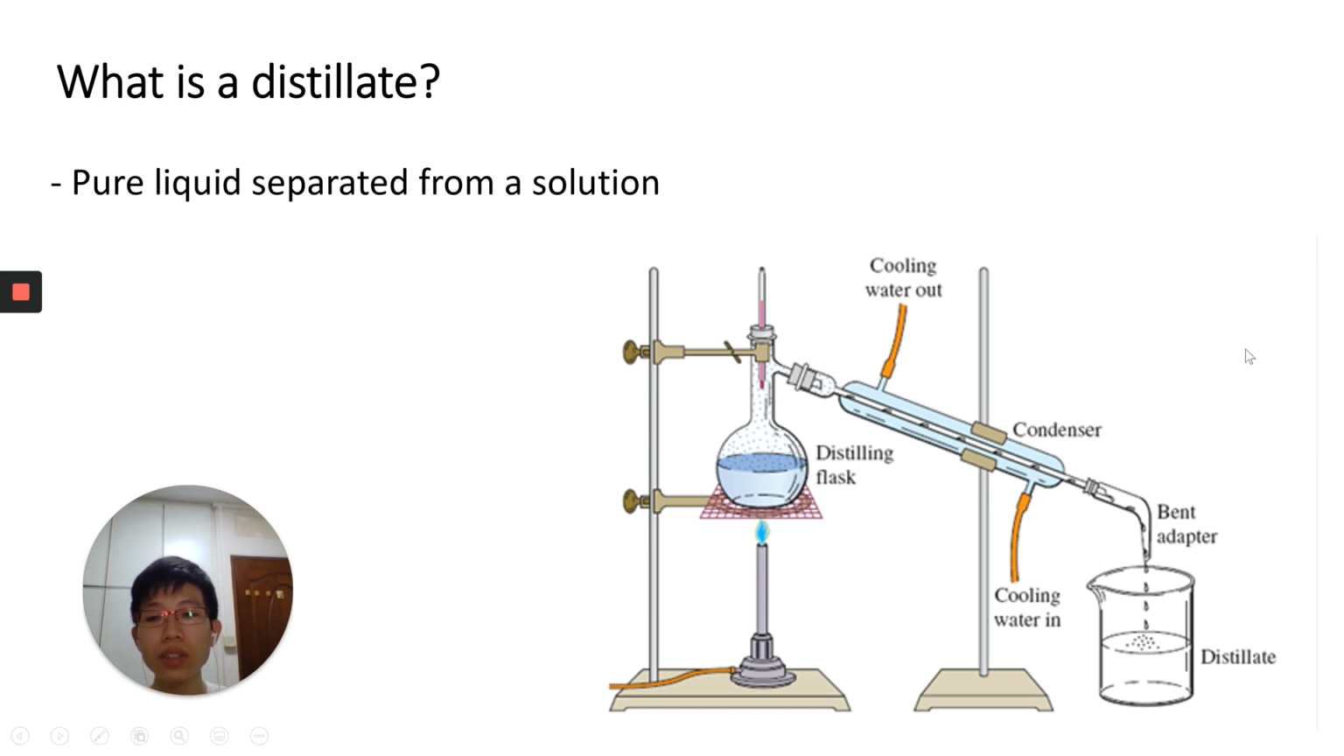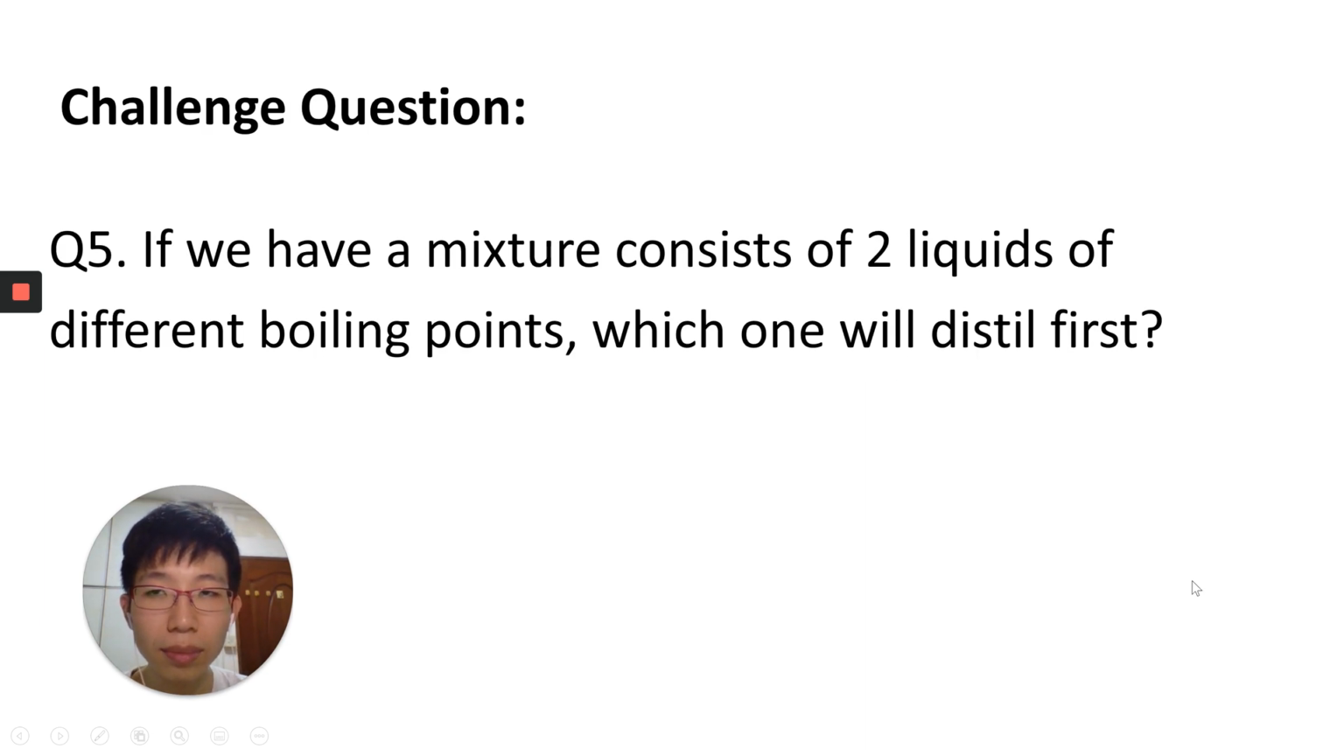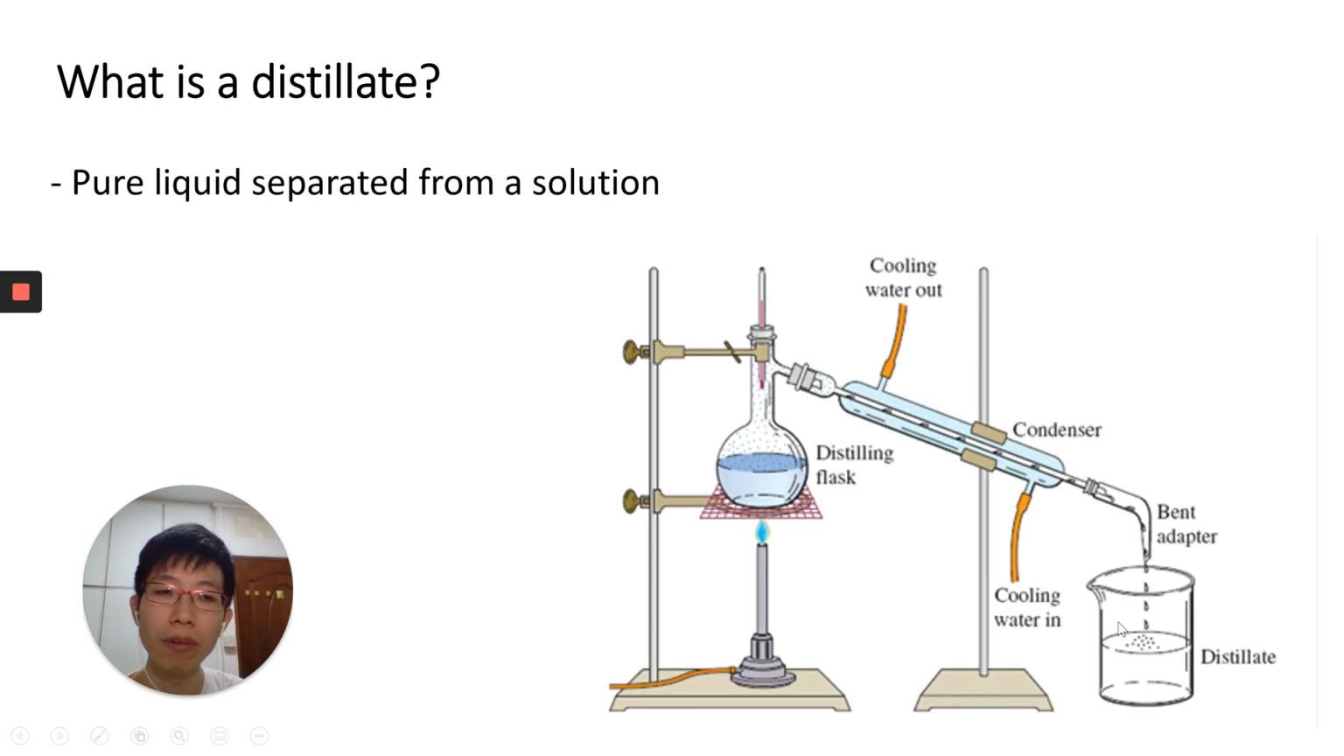So what is a distillate? A distillate is just a pure liquid that is separated from a solution during the distillation process. So this distillate over here is a pure liquid. So how do I know it's a pure liquid? You can actually check by the color of the solution. The initial color of the solution was blue. And after that, the distillate that I was collecting in the beaker was colorless. So this shows that I'm purifying this solution. That means I'm trying to obtain a pure liquid from a distillation process.